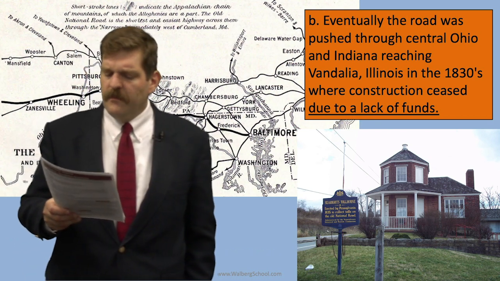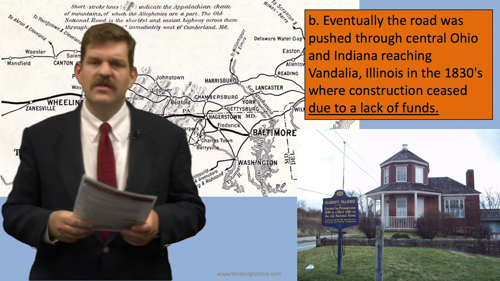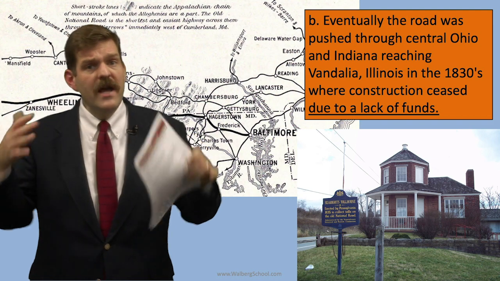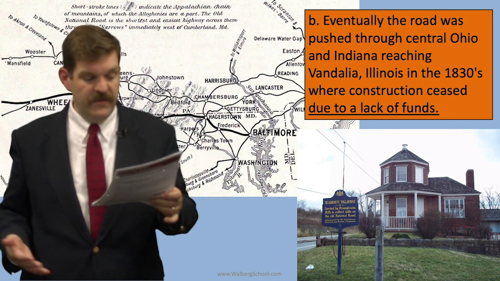But number 3, by the 1830s, the federal government was conveying part of the road's responsibility to the states through which it runs. So basically saying, this is a national road and it's important to our whole country, but states, you have to help pick up the cost of construction on it.